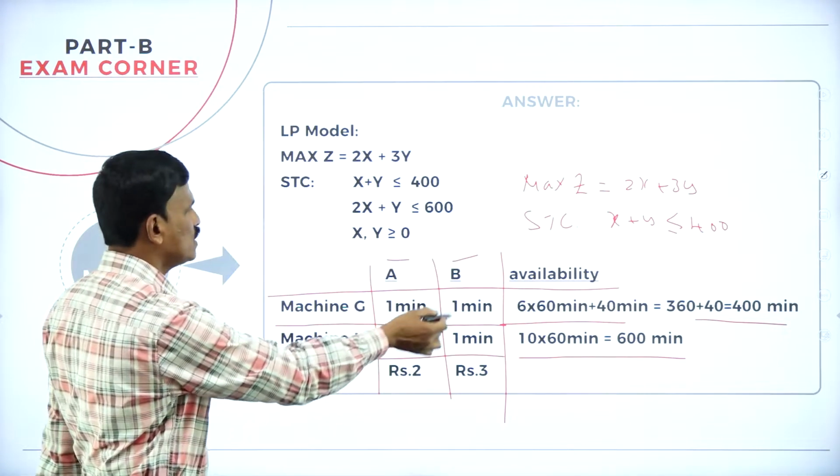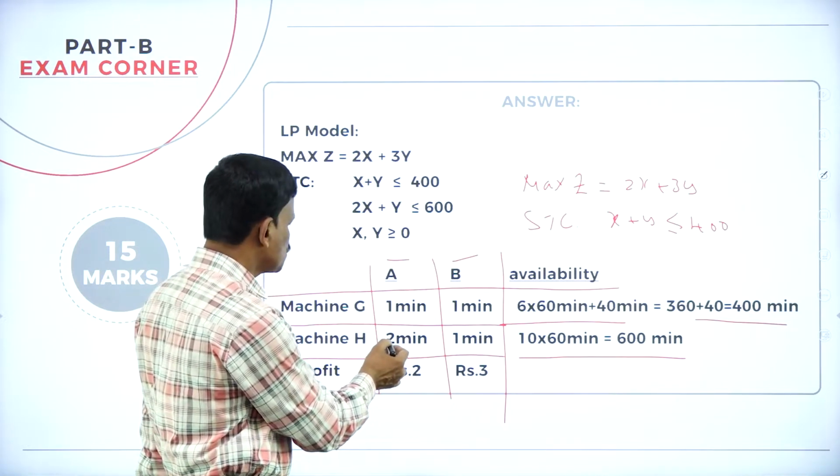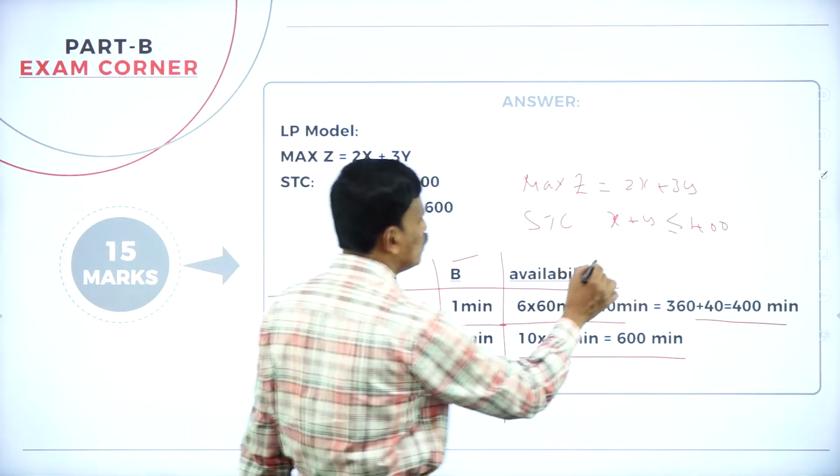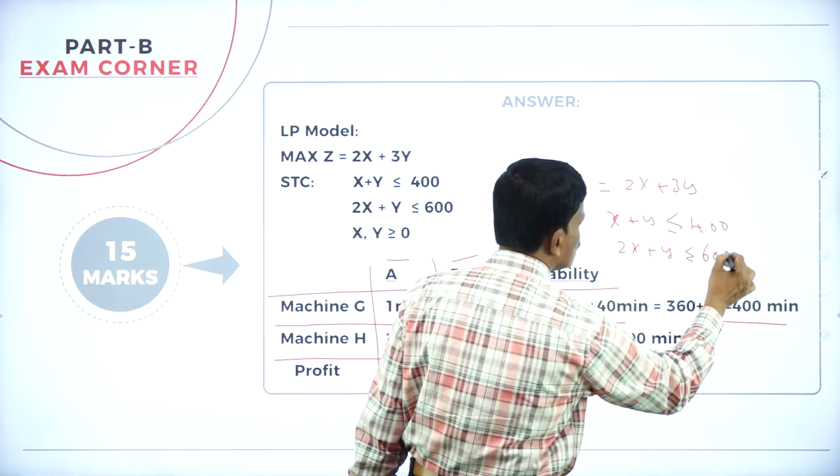So x plus y is less than or equal to 400. Whereas for machine B, 2 minutes plus 1 minute can be written as 2x plus y is less than or equal to 600.